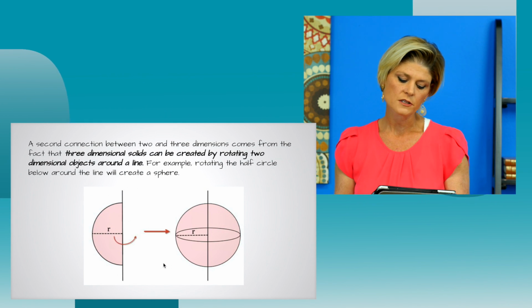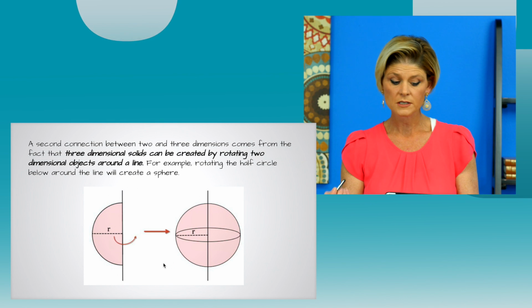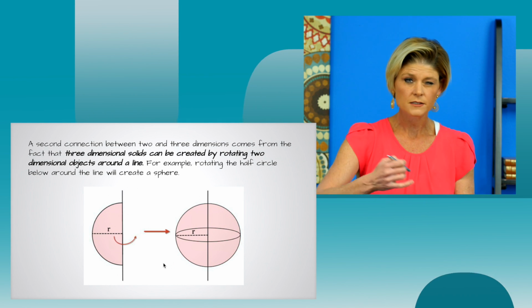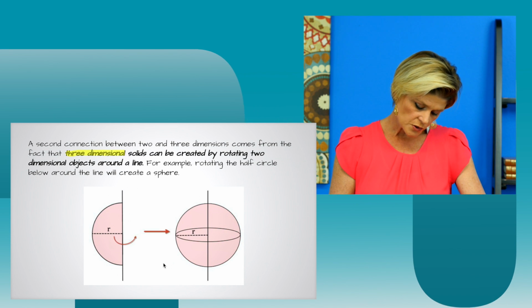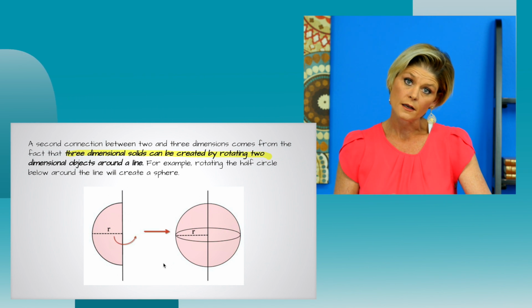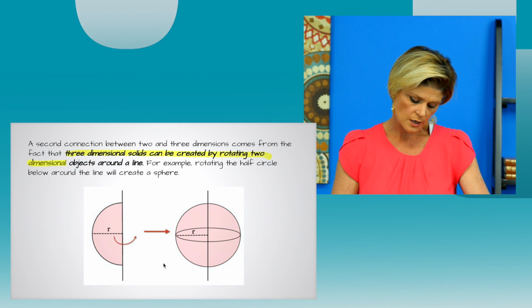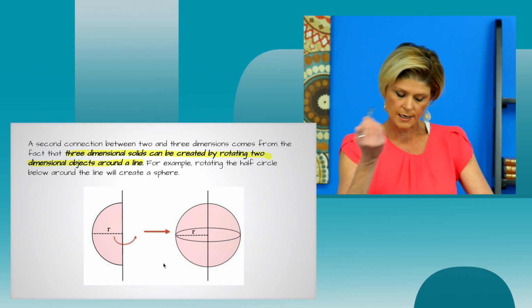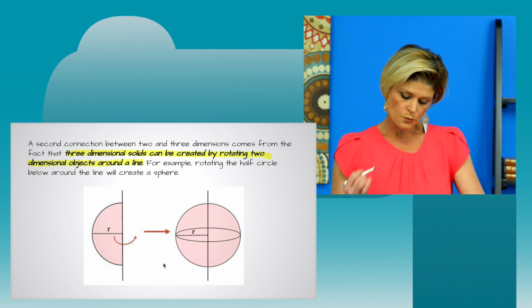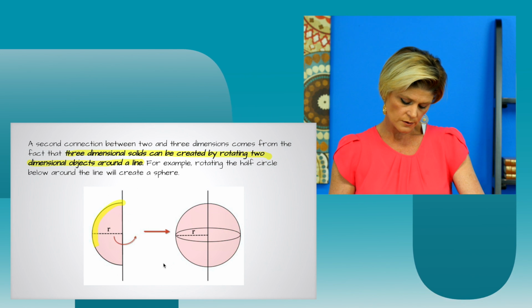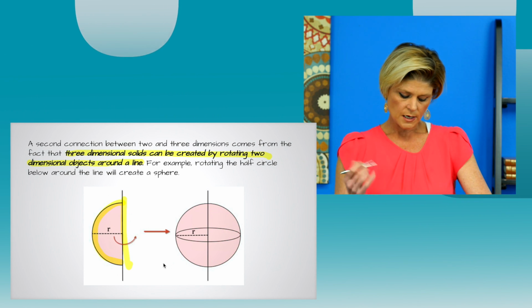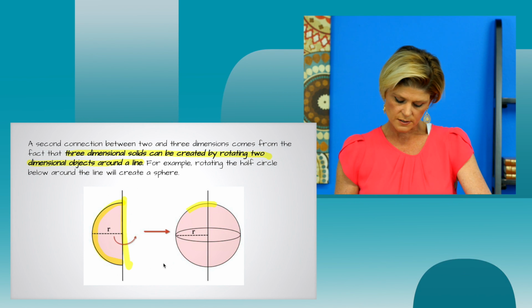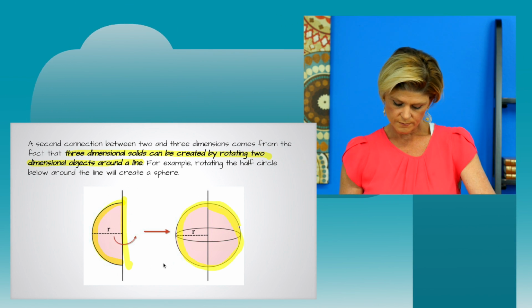A second connection that we can make between 2 and 3 dimensions comes from the fact, and I'm going to highlight this, you might want to write this down, that 3-dimensional solids can be created by rotating 2-dimensional objects around a line. For example, rotating this half circle below here, if we rotated it all the way around on the line, it's going to create a sphere.